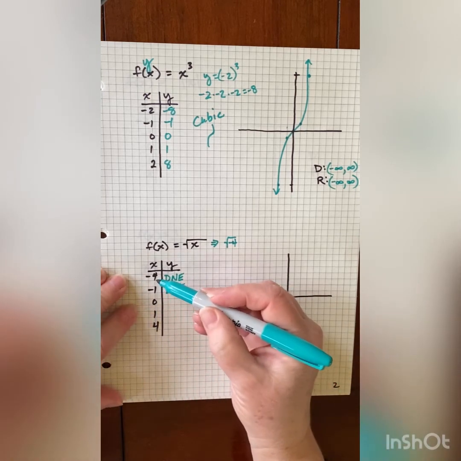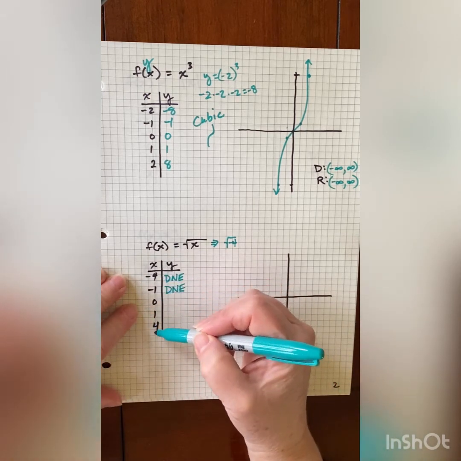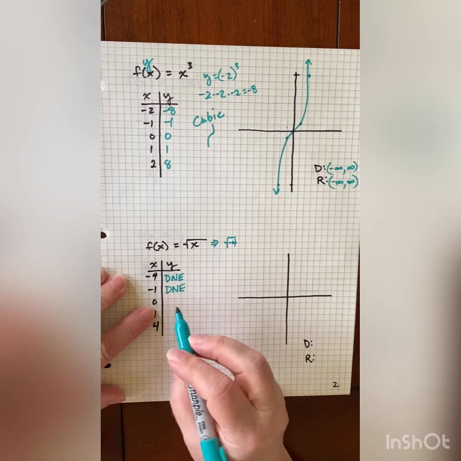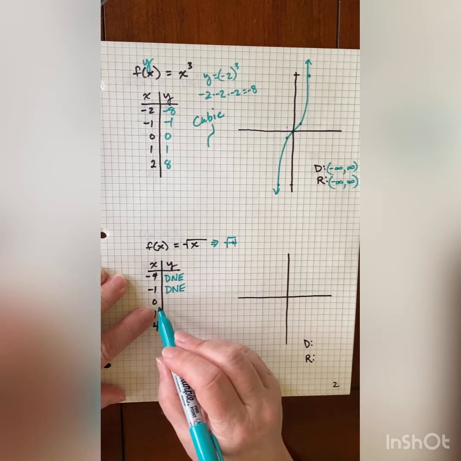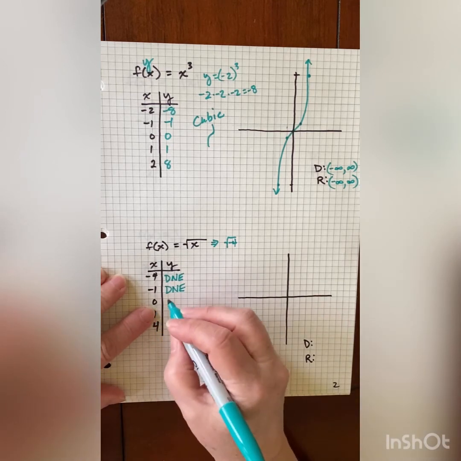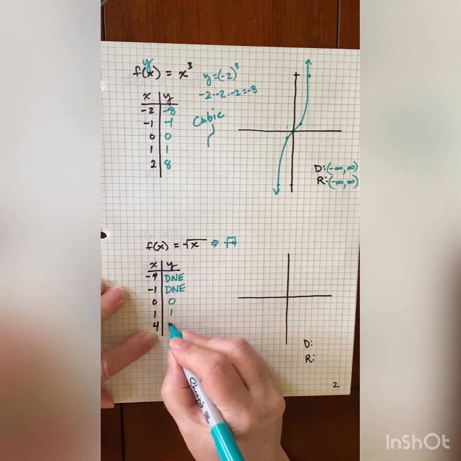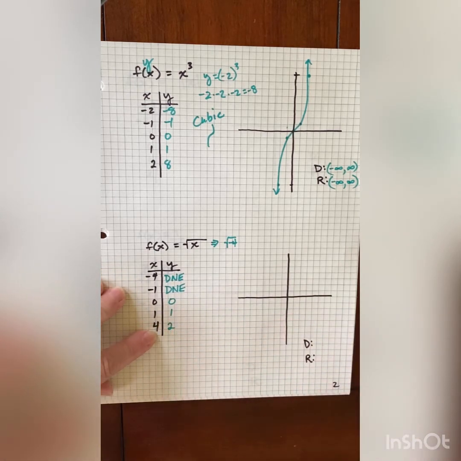Oh, and also notice that I picked some numbers that would be friendly for taking a square root of. I can take a square root of 0, because the square root of 0 is 0. The square root of 1 is 1. The square root of 4 is 2. Okay, so let's plot these.